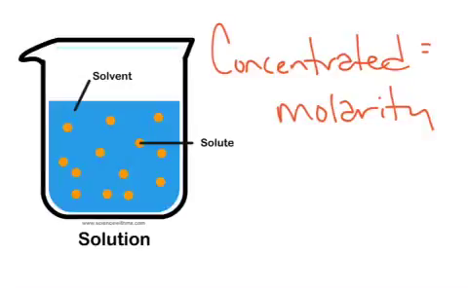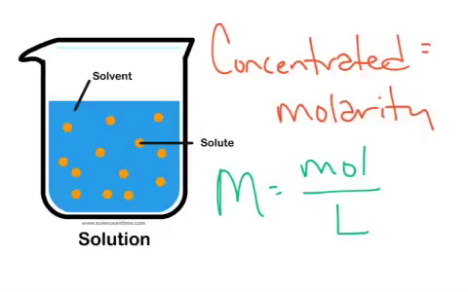Molarity is the unit of measurement for how concentrated a solution is. So the word concentrated and molarity really mean the same thing. And the equation is capital M is measured by moles per liter of water. So as long as you have two of those units, you can always solve for the one that you don't know.